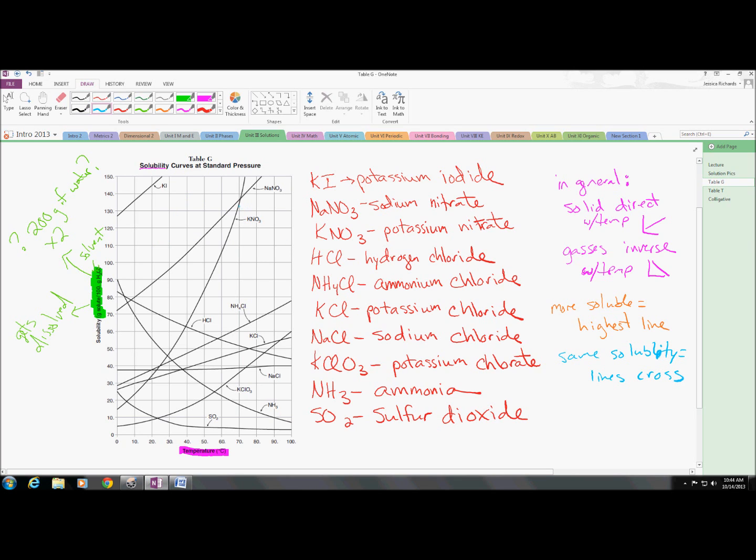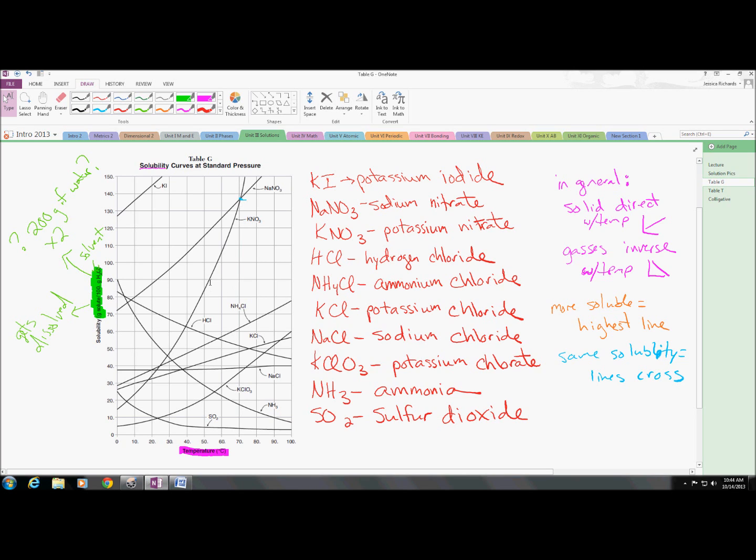So NaNO3 and KNO3 have the same solubility right here at approximately 70 degrees Celsius, maybe like 72. It's a little over. So same solubility where the lines cross. If they're asking you whether solubility increases or decreases, increases is a positive slope, decreases a negative slope. Most solubility, highest line, same solubility where the lines cross. Obviously, least solubility would be the lowest line.